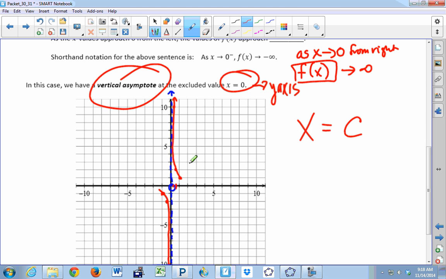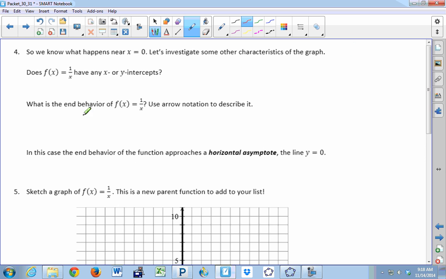So now let's talk about the rest of this function. What happens to the rest of this function as x starts traveling out towards positive infinity and as x starts traveling out towards negative infinity? What happens to the value of my function? So that's where we're going next. But before we get there, we want to ask the question, do we have any intercepts going on here? Because that helps us. We know what happens near 0, so let's investigate other characteristics of the graph.